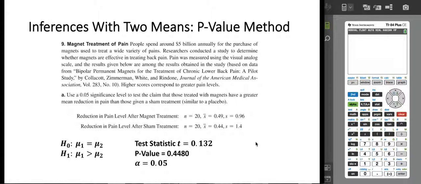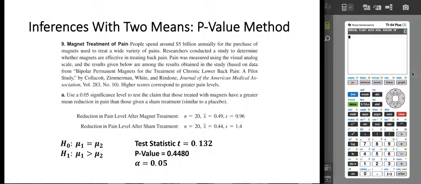Okay, so back to our example. Here are the statistics, which I got in the calculator. I'm going to show you how to do that in a second. And here are our hypotheses. You should be very familiar with this by now. We've been doing this for quite a while. So remember, our null hypothesis is always an equation. It always has the equal sign. So the null hypothesis is that the means from the two groups are the same. And the alternative hypothesis is that the mean from the first group is greater than the mean from the second. Remember, we're testing the claim that those treated with magnets have a higher mean reduction in pain than those treated with the shams, which is our second population. So mu 1 is those treated with magnets, mu 2 is those treated with the placebo.